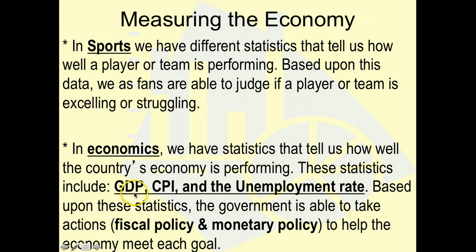GDP, or the gross domestic product, the consumer price index, or the CPI, and the unemployment rate. Based upon these statistics, the government is able to make and take actions, that's where fiscal and monetary policy come in, to help the economy meet each goal. So today we're going to focus on how we measure the economy, and in a later lesson we'll look at how the government tries to make the economy better.